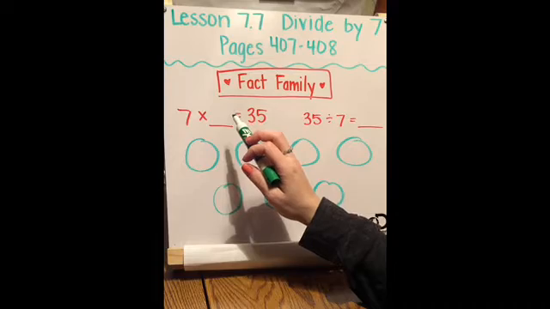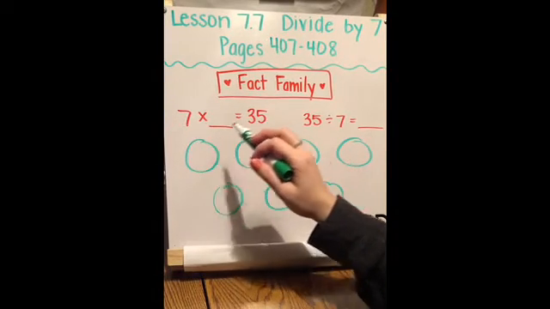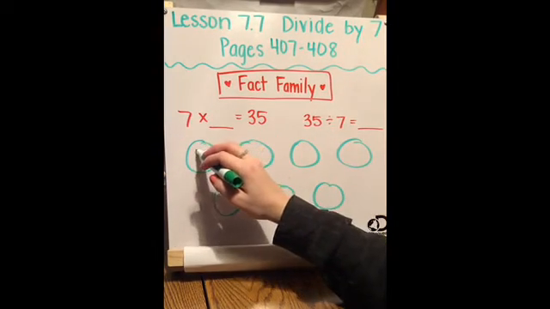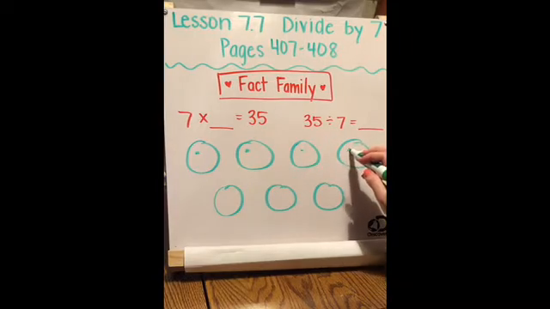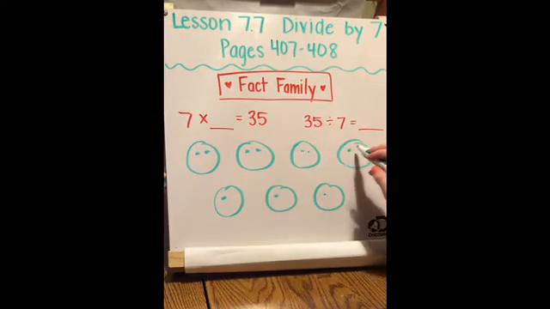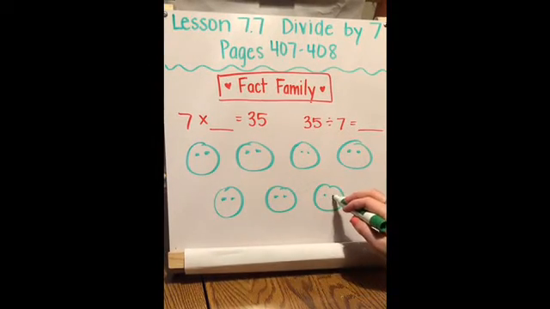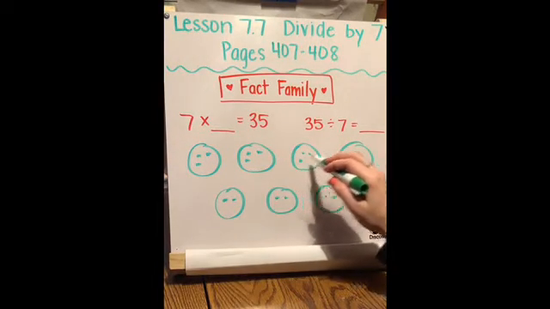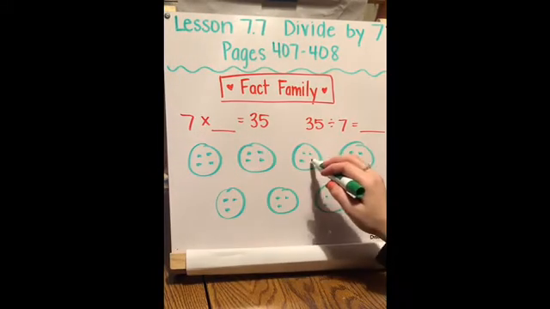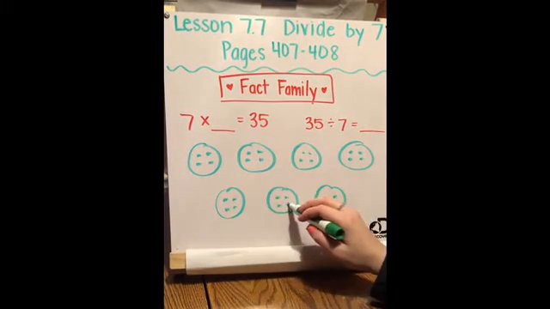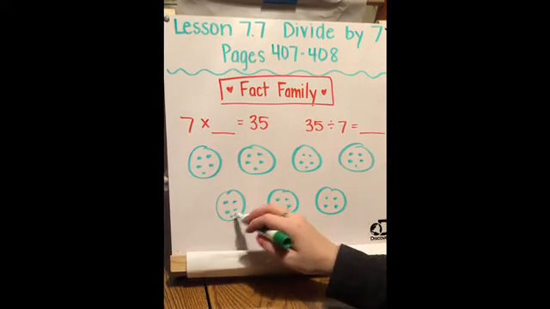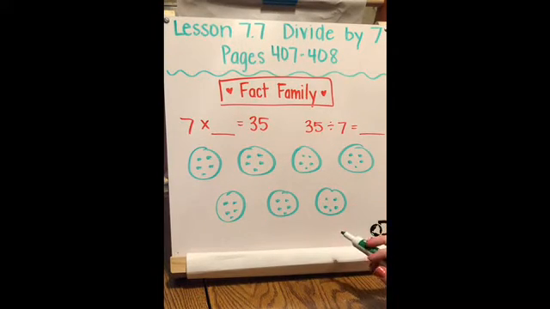And then I'm going to make sure they are equal groups by giving 1 to each group all the way to the number 35 because that's my total. So 1, 2, 3, 4, 5, 6, 7, 8, 9, 10, 11, 12, 13, 14, 15, 16, 17, 18, 19, 20, 21, 22, 23, 24, 25, 26, 27, 28, 29, 30, 31, 32, 33, 34, 35, and we would stop.